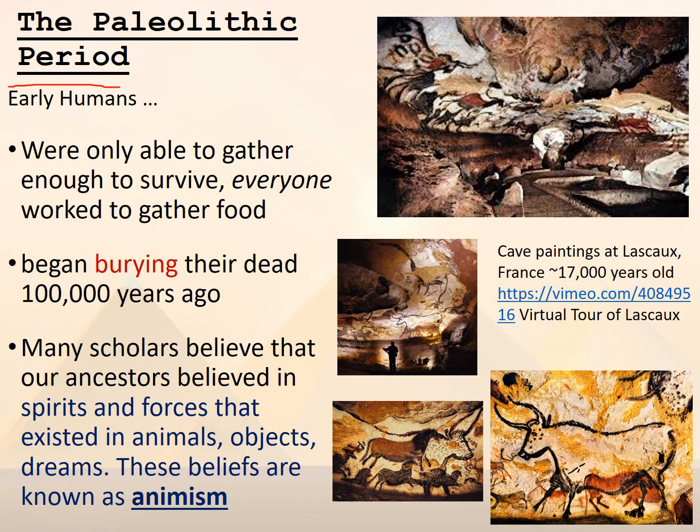Other characteristics of early humans during the Paleolithic period: we were only able to gather enough to survive, and basically everyone had to work to gather food. Young children would go out and help their mothers gather food, just like the women. The women generally did the gathering, men generally did the hunting.